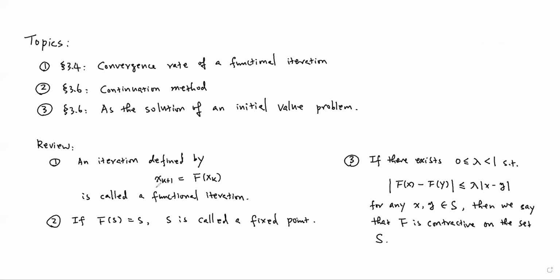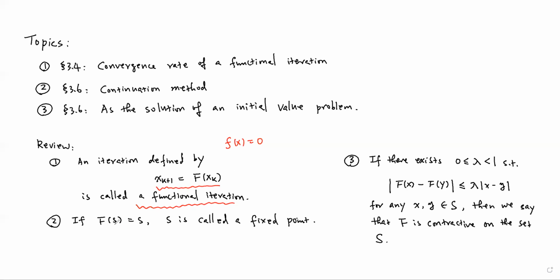An iteration of this form, where capital F is a function, for the solution of a single equation, we still want to solve a single equation. An iteration of this form is called a functional iteration. Say, for example, Newton's method is a functional iteration. Steffensen's method is also a functional iteration. There are many other examples.